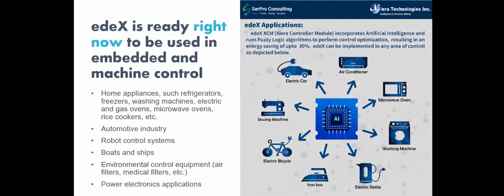Now, in terms of applications, the fuzzy logic control can be used in wide applications, with home appliances being one, automotive industry, robot control. You can use it in boats and ships, environmental control equipment, air filters, medical filters, etc. Power electronic applications. Specifically, our partner Serpo Consulting is gearing towards using these controllers in home appliances and the electric vehicle market in India. One other application that we can use, especially with our multivariable interactive capability, is in applications like drones for package delivery or human transportation as well, to achieve certain stability. That would really be the prime of where we will use this technology.